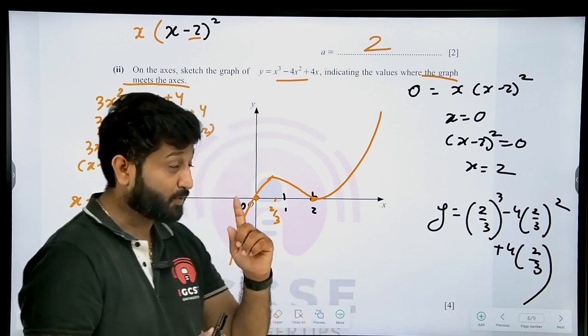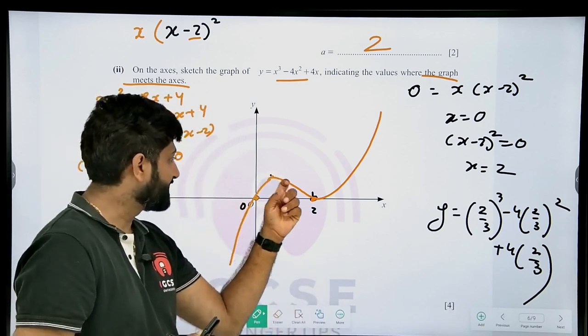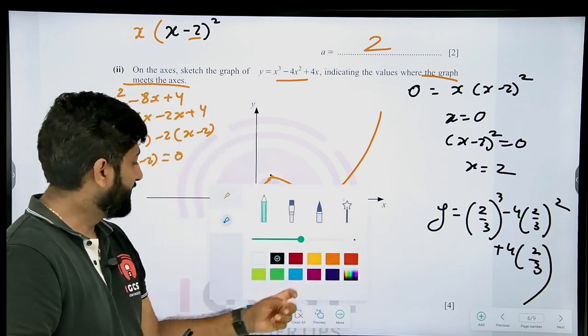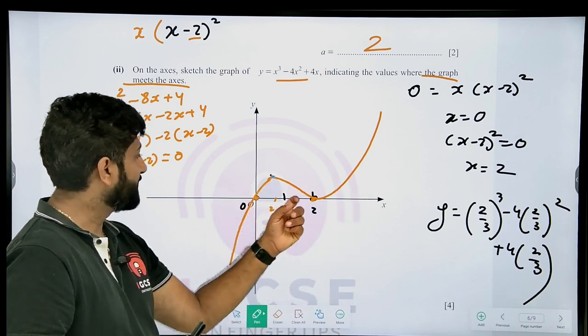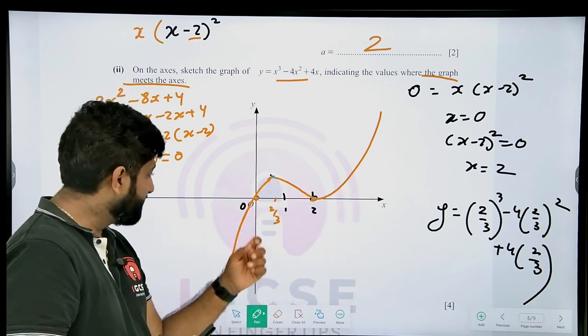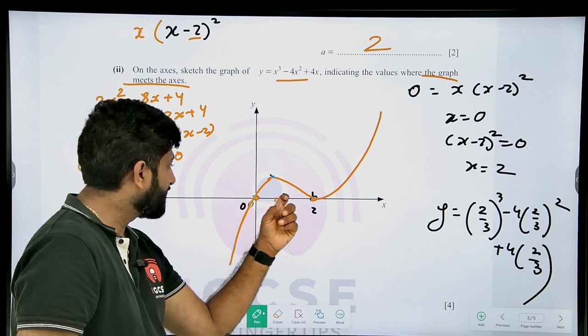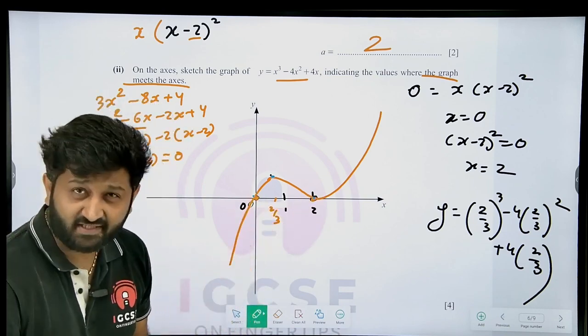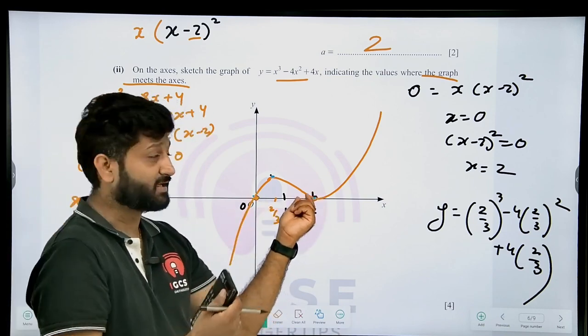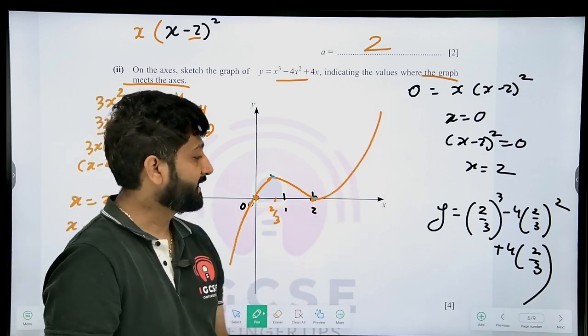What did I do? I plotted the turning points. Let me label them in a different shape. These are my turning points. In fact, the orange ones are also my x-intercepts. So one of the intercepts is also a turning point, right? So this is going to go like this.